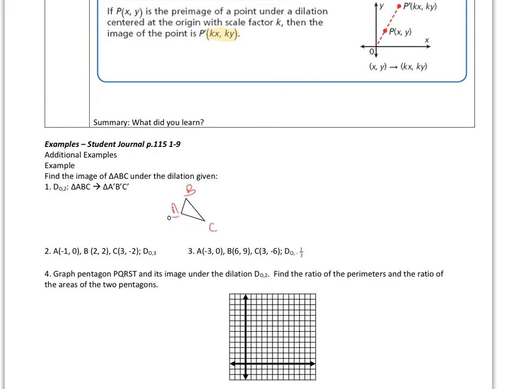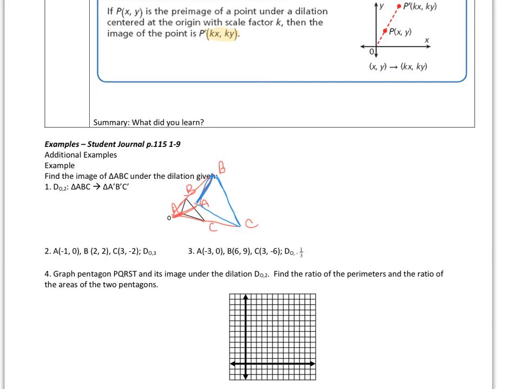And whatever this distance is, I would double it since the scale factor is 2, so that would be my new point A. Whatever the distance is to B, I would double it. That would be my distance to B now. And whatever that distance is to C, I double it. There's C. This, let me make it in another color, is my new triangle, the enlarged triangle.